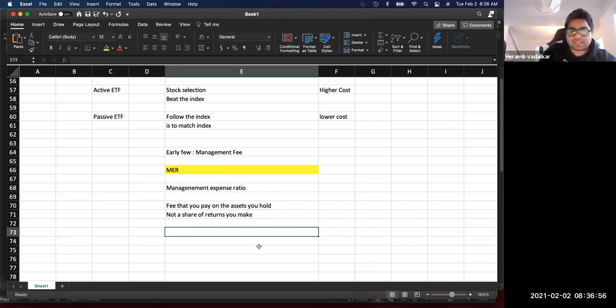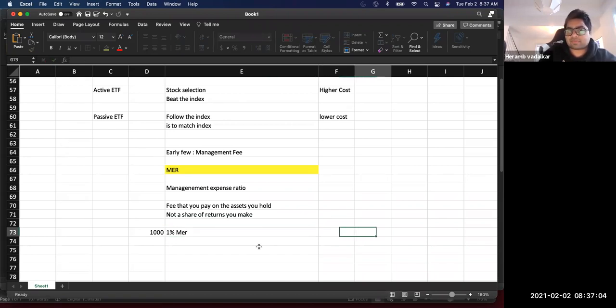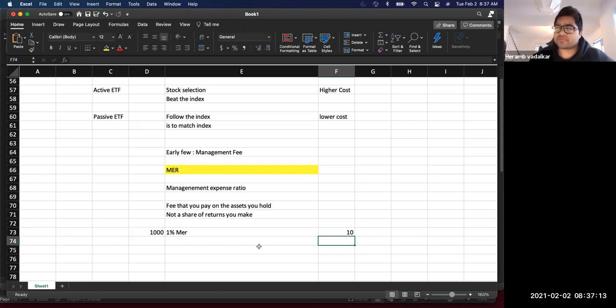For example, let's say you have $1,000 invested in a mutual fund and it charges a 1% MER. So the fee you will pay is $1,000 times 1%, which is a $10 fee. MER is charged yearly, right? So you will pay a $10 fee every year.